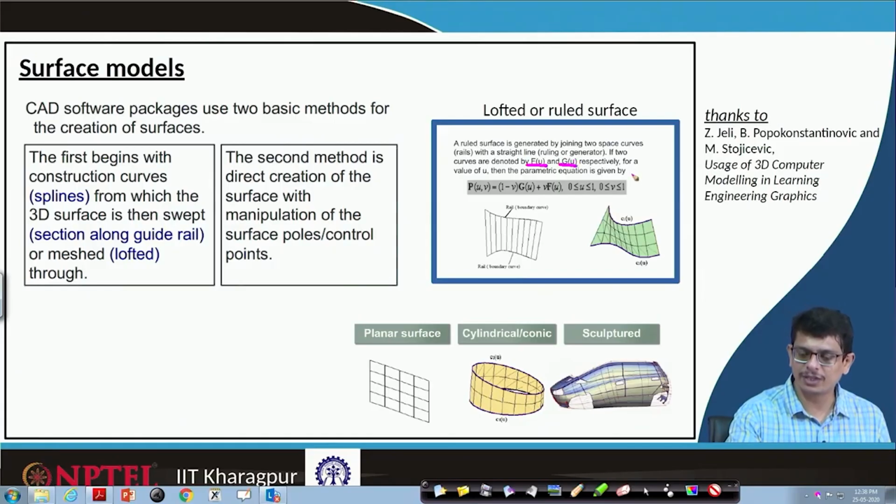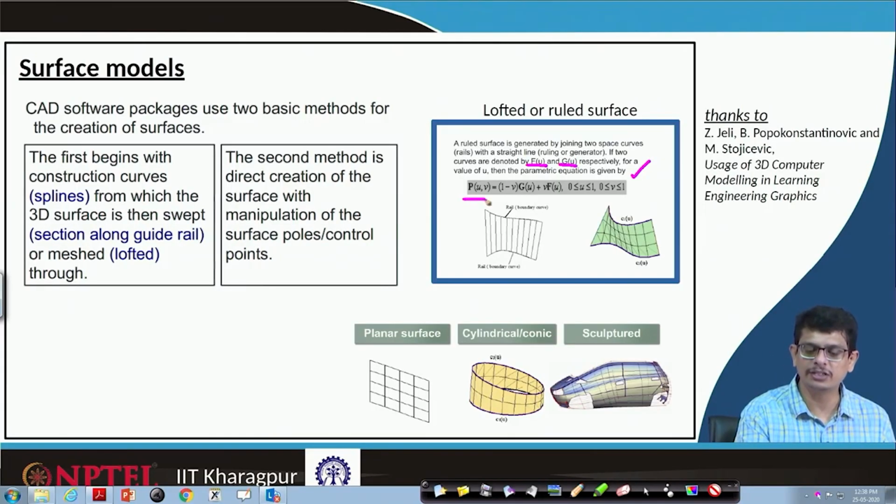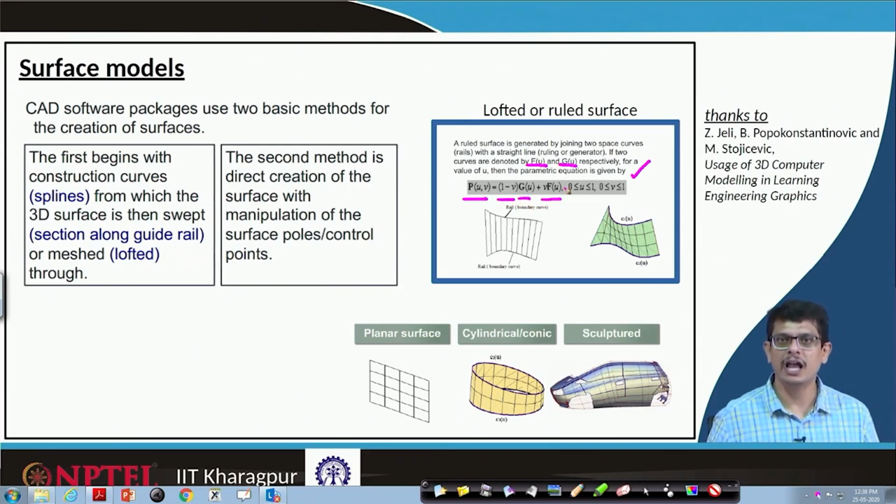Then the parametric equation, at the back end of the computer, constructs any point in between using blending functions like (1 minus nu) multiplied by g of u plus nu times f of u.